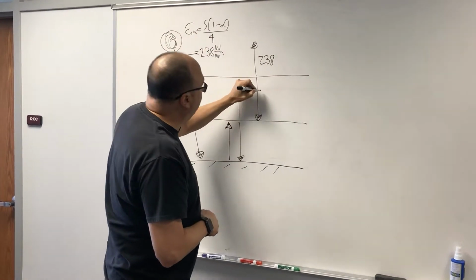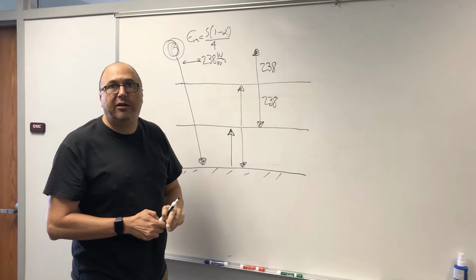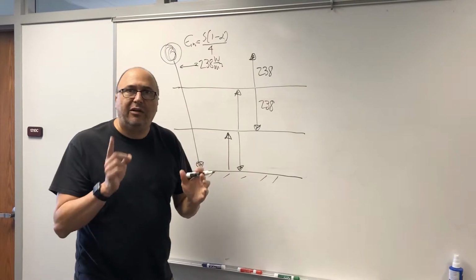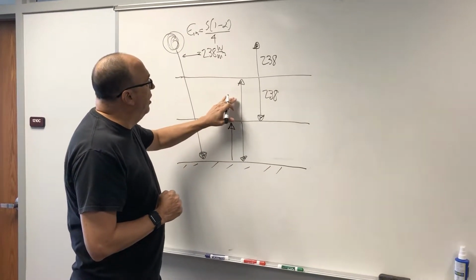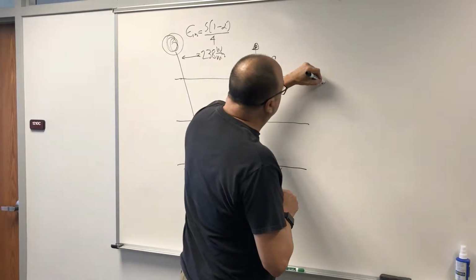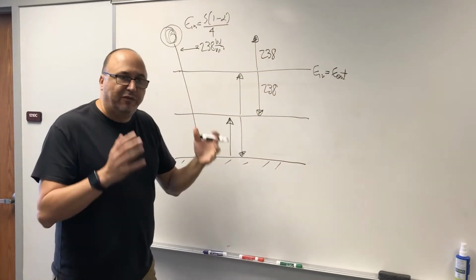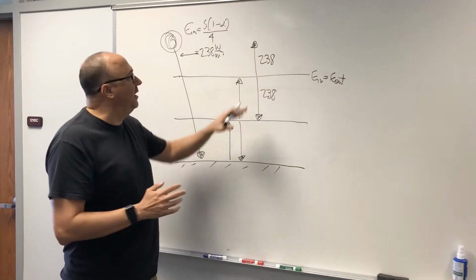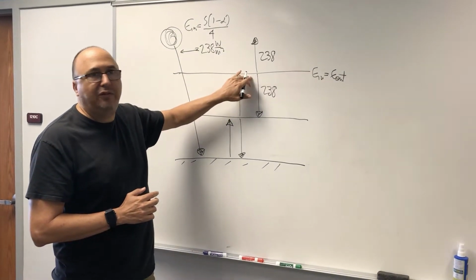That immediately tells us that this one has to also be 238 watts per square meter. So far so good. Now comes something which is a little bit trickier, and that is, what is this arrow right here? Well, you know that energy in has to equal energy out, not just for the planet as a whole, but for each individual element. So energy in has to equal energy out for this atmospheric layer.